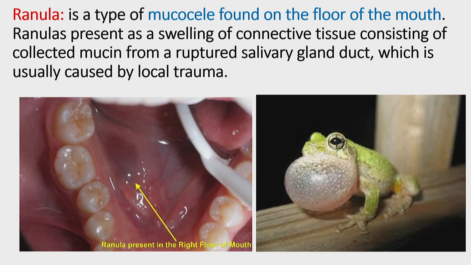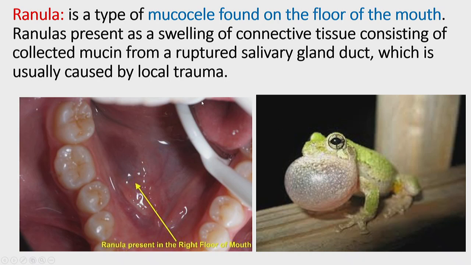Since we are in the sublingual region, if you see under your tongue usually, or in the lower lip, something that looks like the belly of a frog, it's called ranula. So that's why the name arises for this thing.